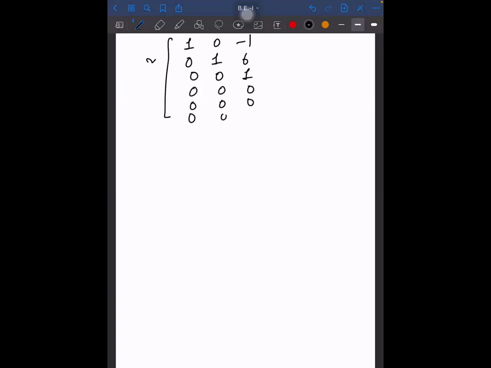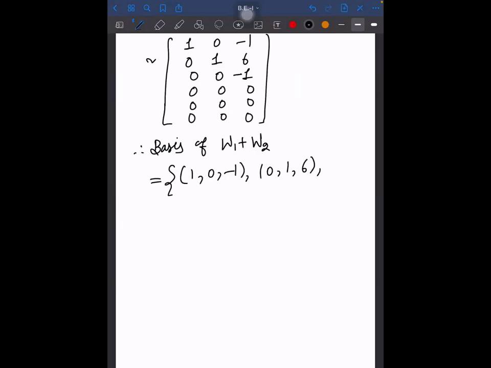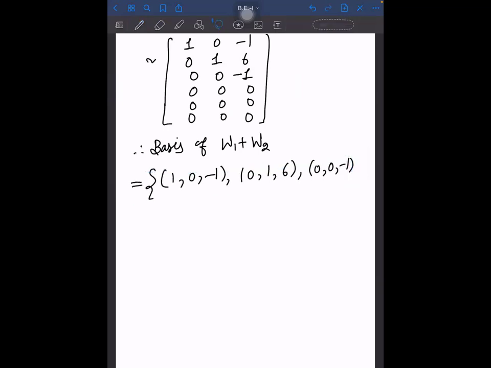So we know that at least 3 should be 0, right? क्यों? क्योंकि this is a subspace of R3, right? And we have 6 vectors. Minus 1. ठीक है? So therefore, basis of W1 plus W2 is equal to 1, 0, minus 1, 0, 1, 6, 0, 0, minus 1. Right? Yes. And what is the dimension? 3. Yes.